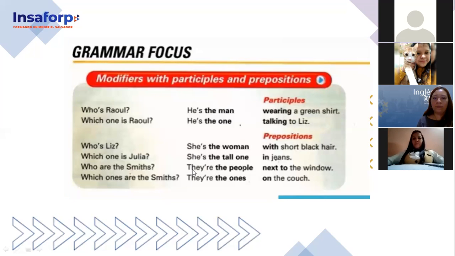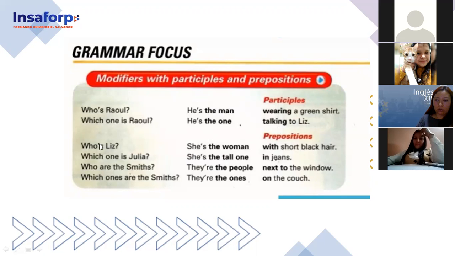Perfect. Thank you. En el escenario de arriba estábamos utilizando participios, verbos con ing o verbos en progresivo para dar información sobre el sujeto, ¿de acuerdo? Para que se pueda identificar el sujeto. En este escenario estamos utilizando preposiciones para agregar información, para ayudar a identificar a los sujetos, ¿ok? She's the woman with short black hair.